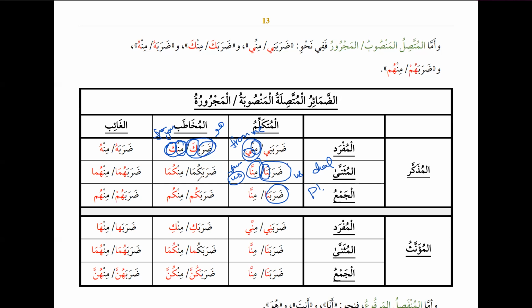ممتاز. خلاص. طيب. ضربكما. طبعا I forgot to make this in red color. يعني this needs to be corrected. ضربكما. Where is the فعل? Where is the فاعل? Where is the مفعول? Or first of all, what is the translation of ضربكما? He hit you two. He hit the two of you. ممتاز.